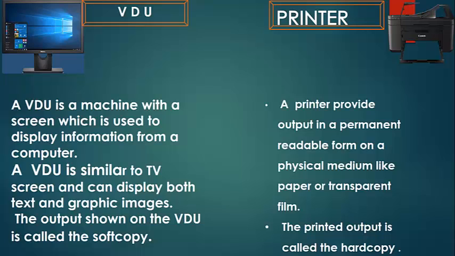Students, a VDU is similar to a TV screen, which is used to display information from a computer. VDU is an abbreviation for Visual Display Unit. It's similar to a TV screen. The output shown on the VDU is called soft copy. The size of a monitor is measured by the diagonal length of the screen.